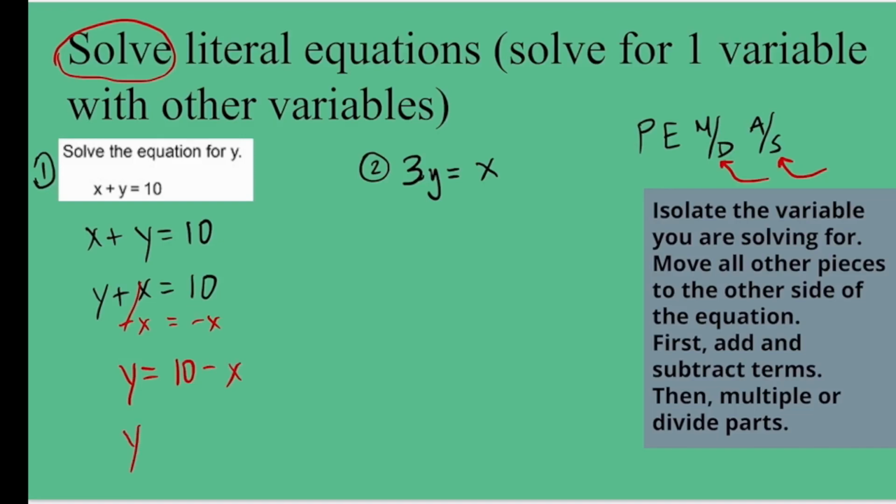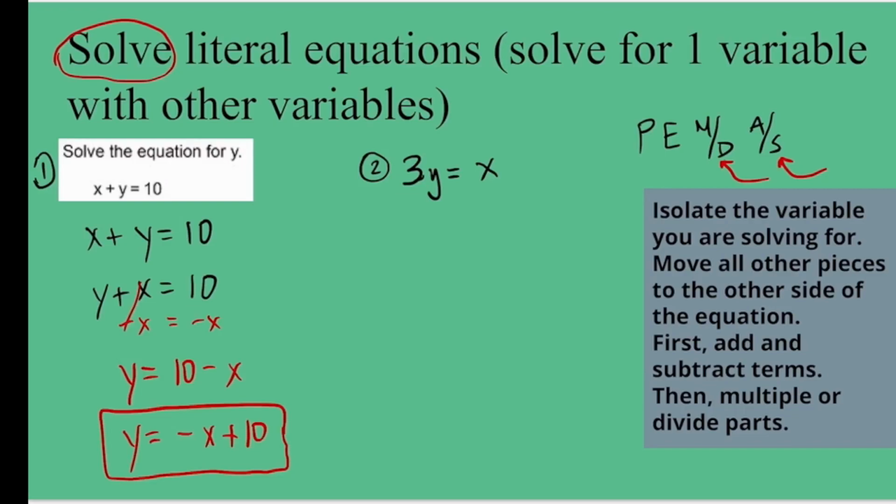Again, I can rewrite that if I wanted to. That's a negative x, and that is a positive 10. So that would be my answer. There are no like terms. I cannot put the x and the 10 together, so I leave my answer just like that with the variable.